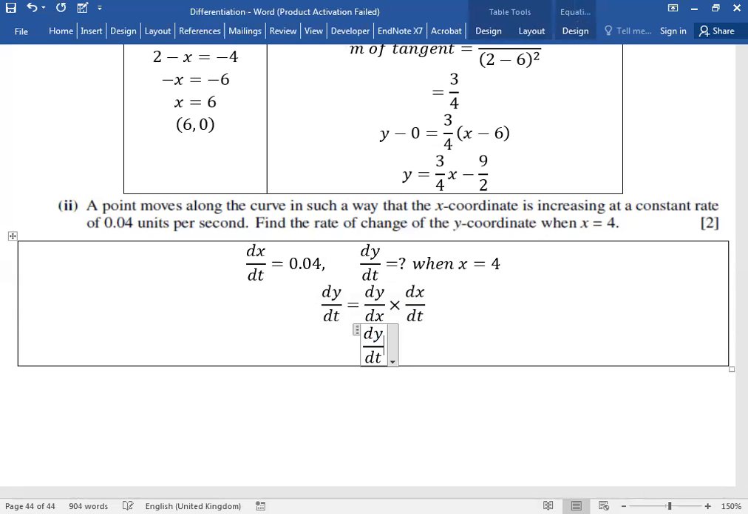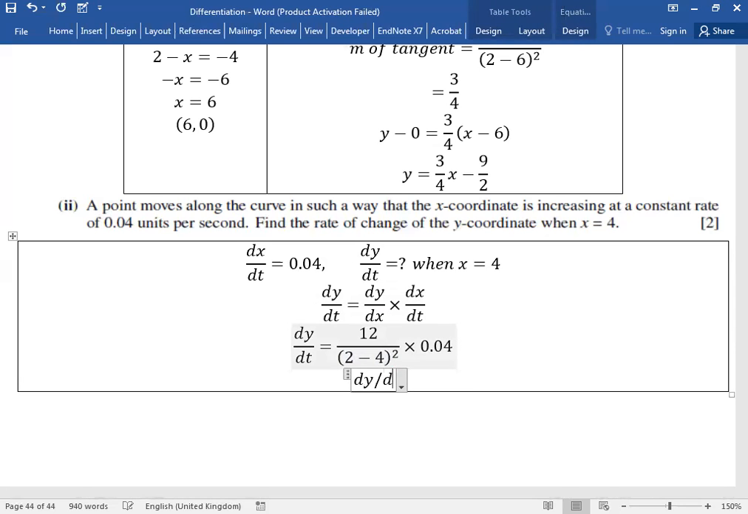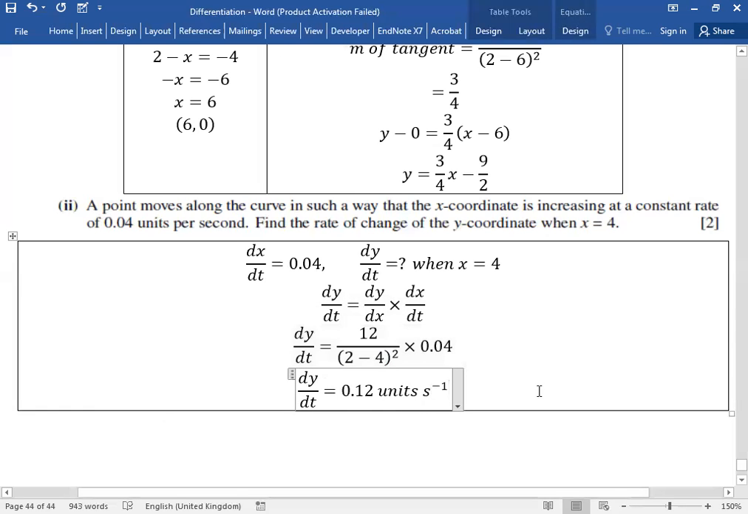So dy by dt is, what is dy by dx? 2 minus x का whole square into 0.04. And what is the value of x that we are supposed to plug in? 4. Tell me what is dy by dt? Square 4, 3, 3. क्या हुआ?